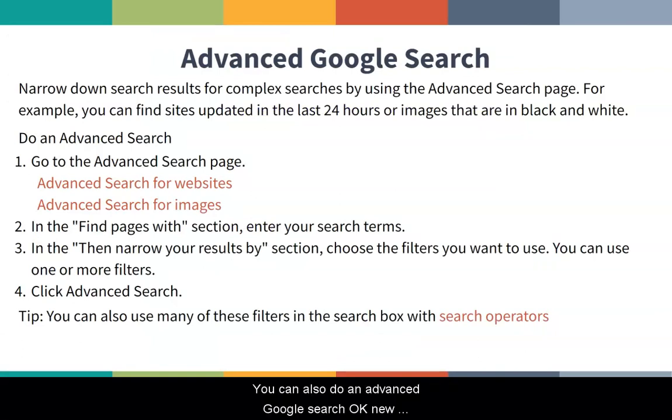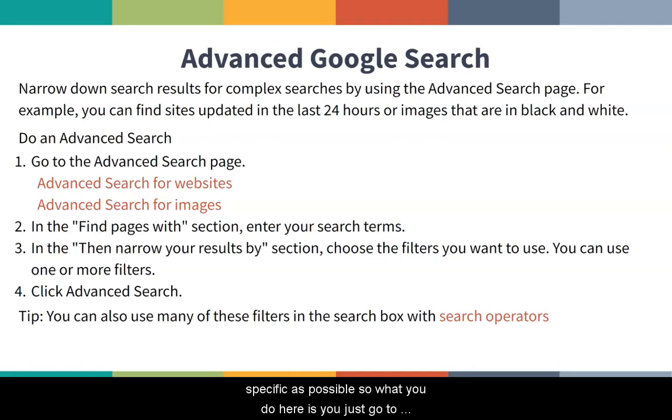You can also do an advanced Google search, okay? You narrow down your search results for complex searches by using the advanced search. This will help you narrow things down, and get things down to being as specific as possible.